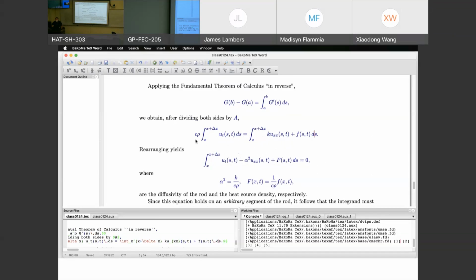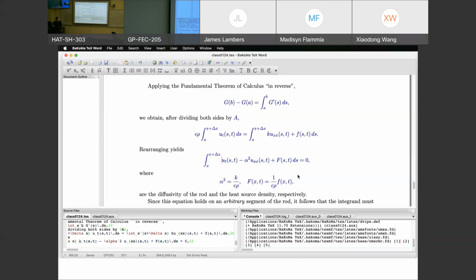I also divided by c times rho, the specific heat times the density. And so then I define alpha squared from this constant k that appears in the flux over c rho, and then I define capital F from little f, also from dividing by c times rho. It's just notational convenience, nothing more, just to make the equation less cluttered. But now we have the integral over the segment of this has to be 0.